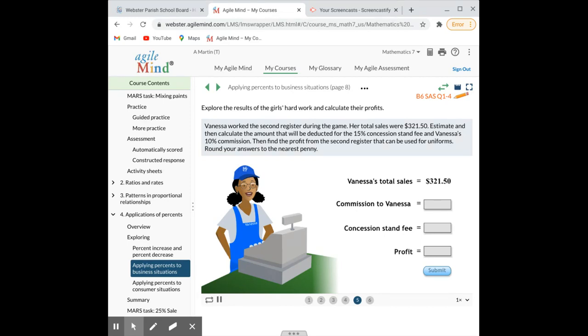Vanessa worked the second register during the game. Total sales were $321.50. Estimate and then calculate the amount that will be deducted for the 15% concession stand fee and the 10% commission fee. Then find the profit from the second register that can be used for uniforms. Round your answers to the nearest penny.